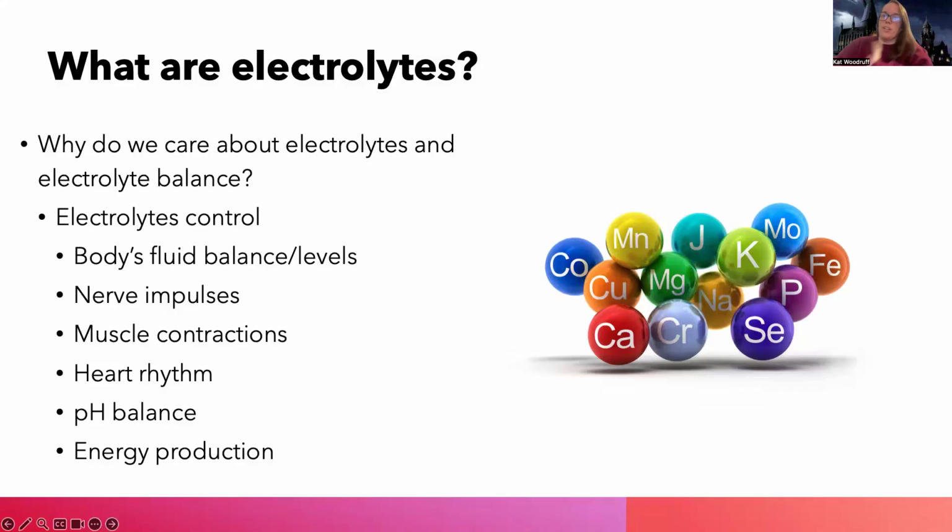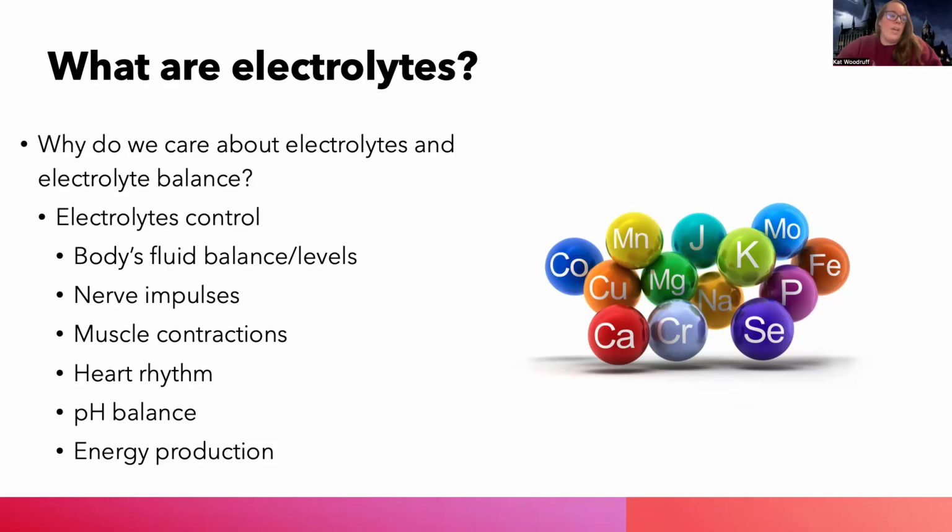So, what are electrolytes? Why are we studying these? Why is it so important? Electrolytes control and manage a lot of important functions, including the body's fluid balance and general fluid levels, like where fluid goes in the body. They're also in charge of nerve impulses, or how your nerves talk to different areas of your body, including your muscles, your diaphragm, and the electrical impulses in your brain. They're also responsible for muscle contractions.